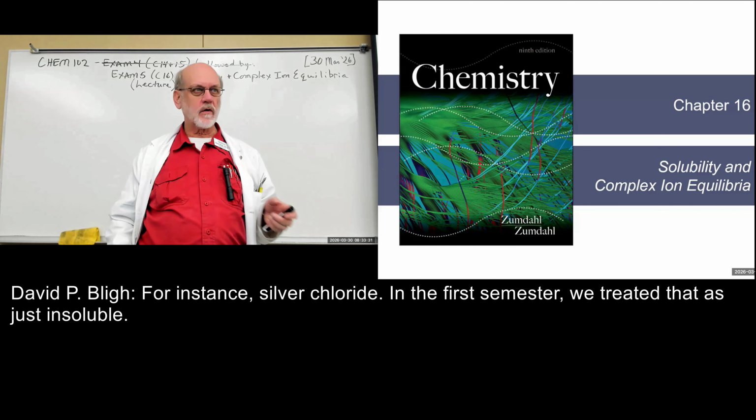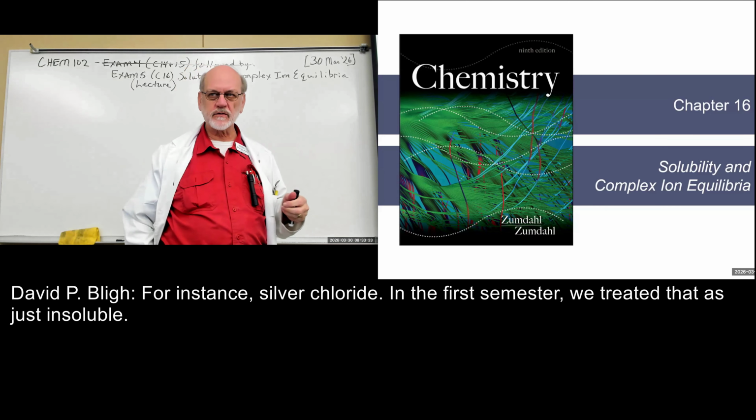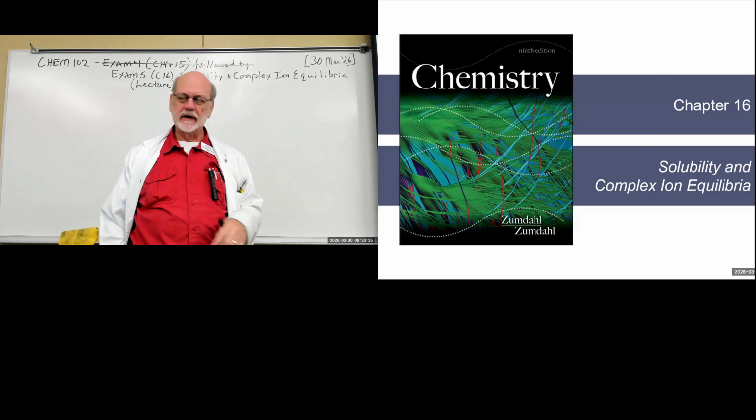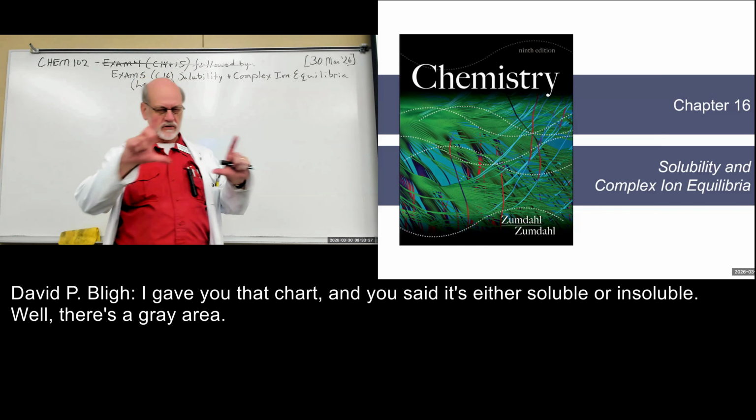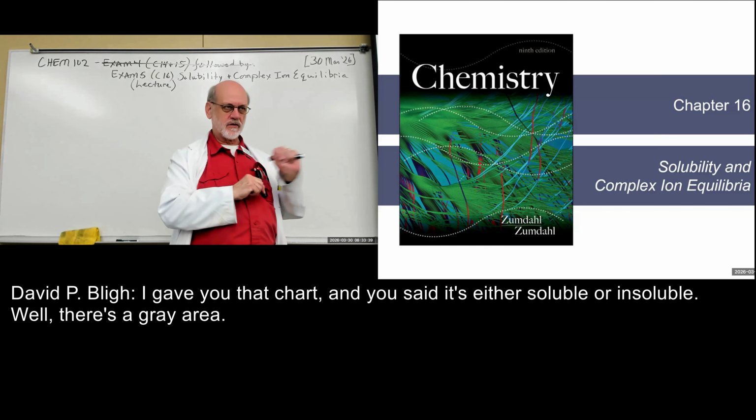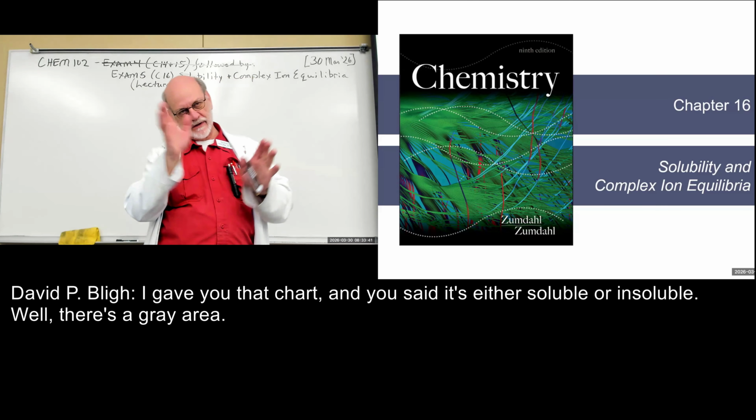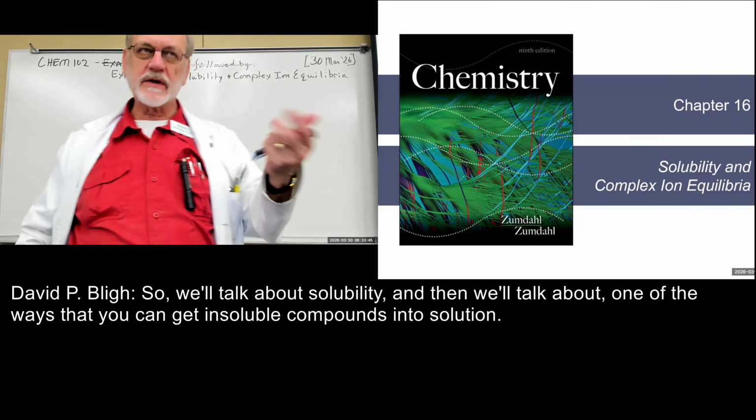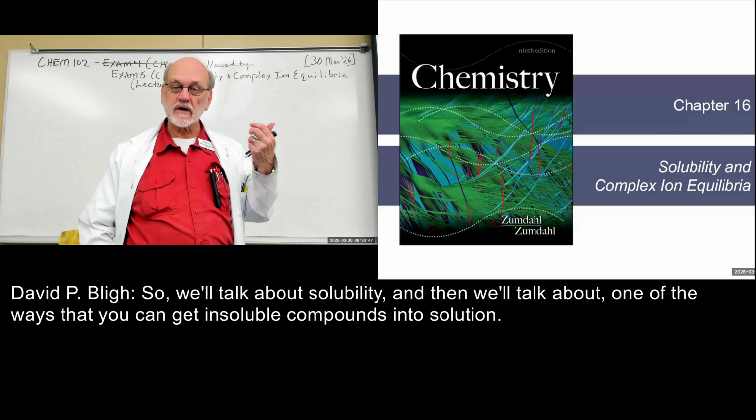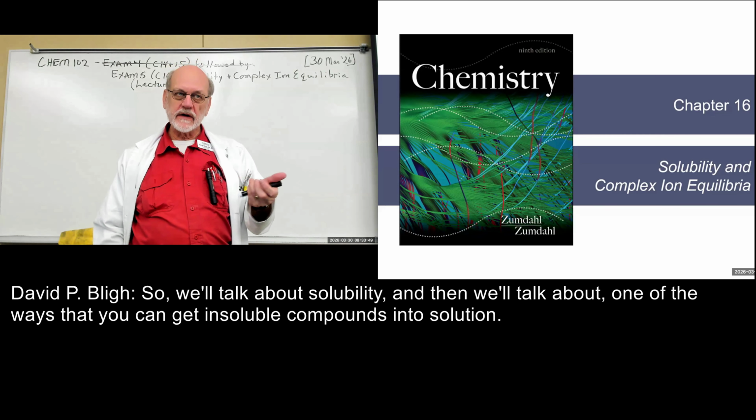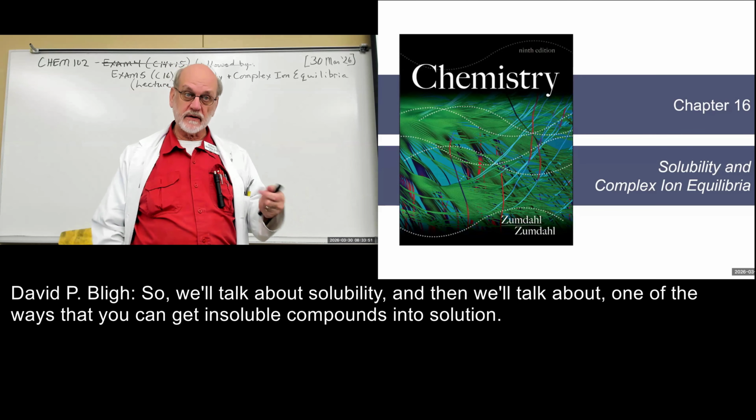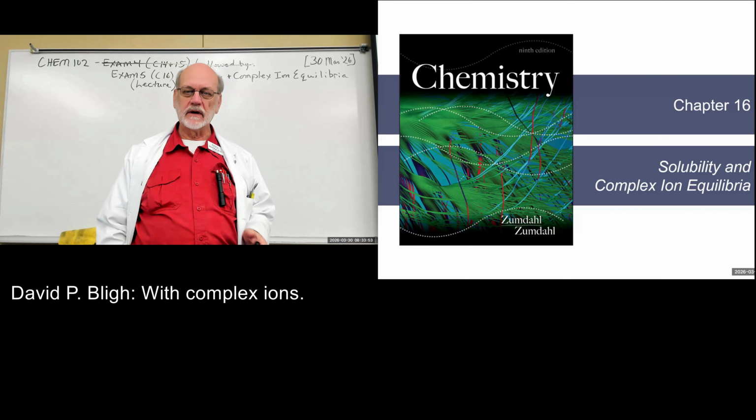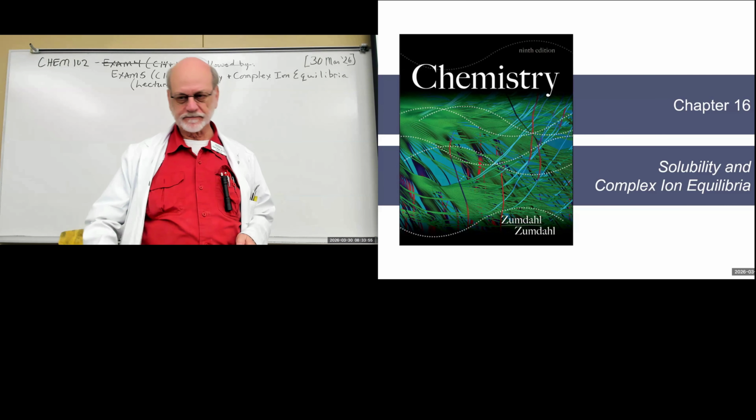For instance, silver chloride. In the first semester, we treated that as just insoluble. I gave you that chart and you said it's either soluble or insoluble. Well, there's a gray area. So we'll talk about solubility, and then we'll talk about one of the ways that you can get insoluble compounds into solution with complex ions.